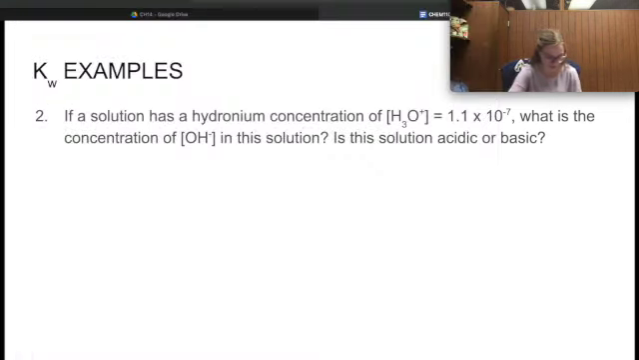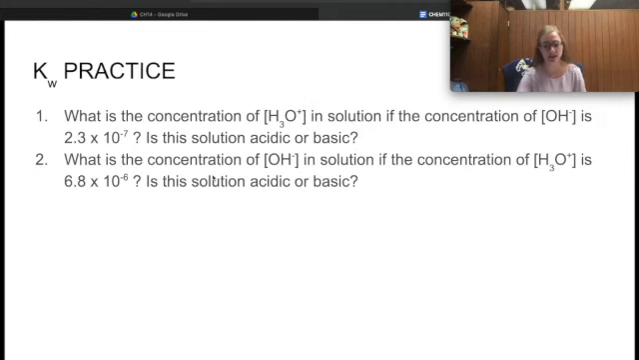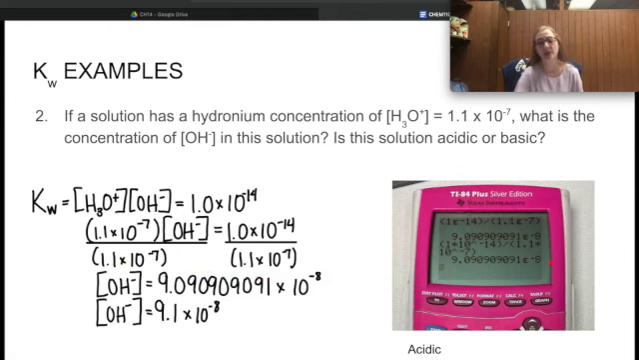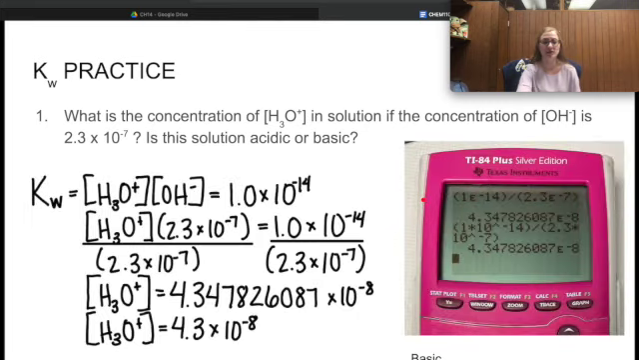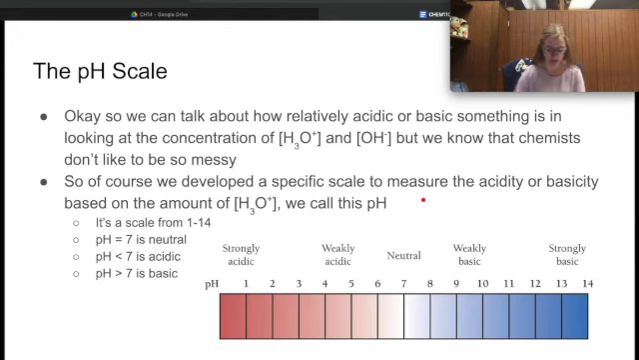So go ahead, make sure you check out the slides where you can see where I have typed it in my calculator for you as well. And then I've given you some practice problems to work through as well. So go ahead and check that out. And we're going to begin talking about the pH scale.